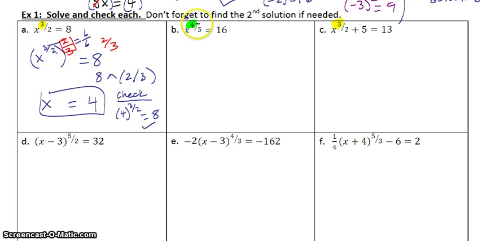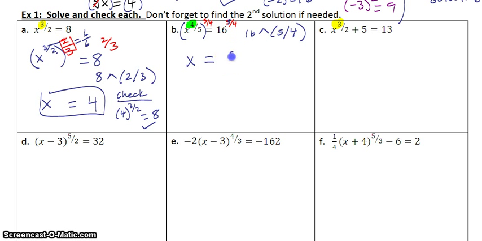Alright, part B. Again, if you have a fractional exponent, we're going to take the reciprocal of that exponent. Here I have a 4/5 exponent, so I'm going to raise both sides to the 5/4 power. On this side, 4/5 to the 5/4 power ends up being just 1, and here I've got to figure out what 16 to the 5/4 power is, and again you can use your calculator.